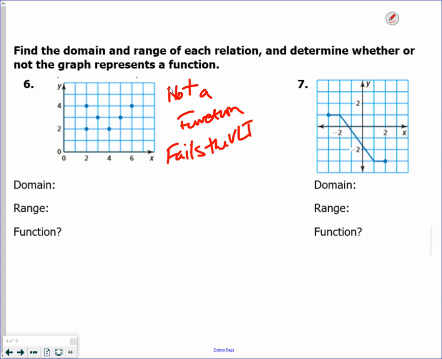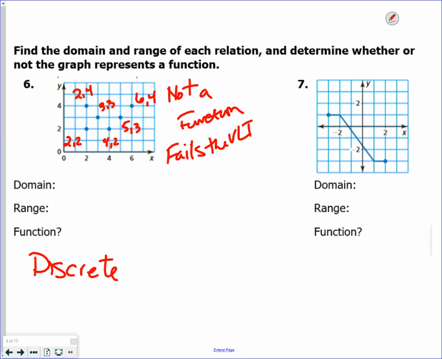Now, this is a discrete graph. Not sure why we didn't ask that, but I believe it might be on the test. This is discrete, so therefore you're going to list individual points. This is the point (2, 4). This is the point (2, 2). This is the point (3, 3). This is the point (4, 2). We have (5, 3) and (6, 4).